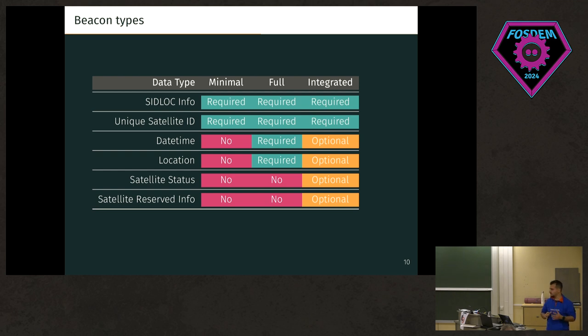So SIDLOC supports three different types of beacons. The minimal, which is a super minimal amount of information in order to identify which satellite you are currently receiving. The full, which has also the location of the satellite, if the satellite supports location estimation through a GPS, let's say, and the integrated, which is similar to the full, but the satellite can piggyback some minor information on the data on the SIDLOC frame itself. So if everything goes wrong on the satellite, operators could still have a clue if, for example, the satellite never pinged the SIDLOC beacon. So it could be a clue that it was a catastrophic failure of the satellite, let's say.